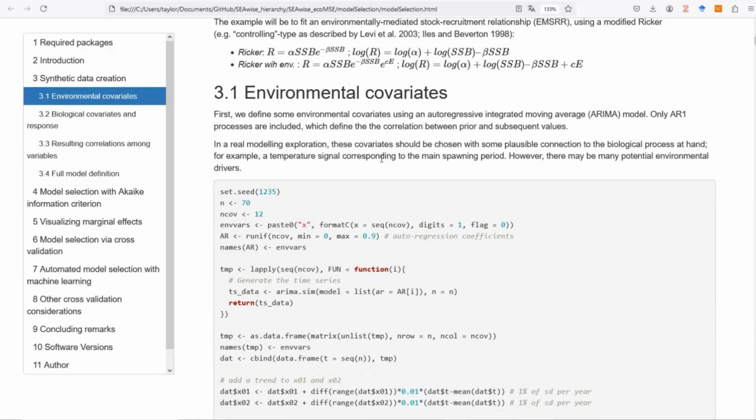Okay, so first I'm going to define a bunch of environmental covariates. And I am just using an autoregressive integrated moving average model from the forecast package to do that.